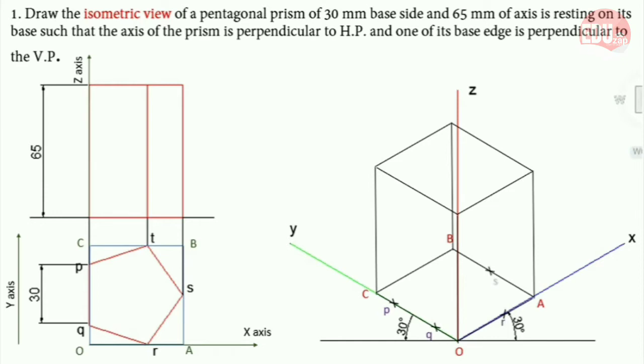Then you need to plot the points P, Q, R, S, T. Always remember, when you take the distance of point P, it should be either from C or O, because you need to plot the distance along the reference axis only. For example, if you want to find the point S, you cannot take the distance from O. You need to take the distance of S from A or B, only from A or B.